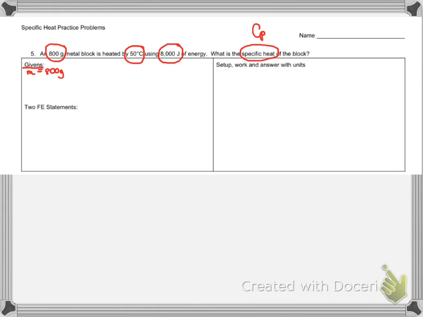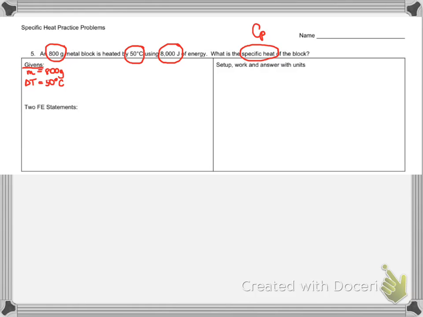The next number that I circled is 50 degrees Celsius. And it's telling us that we actually raised the temperature by 50 degrees Celsius. So that tells us that there's a temperature difference of 50 degrees Celsius. As you remember from the notes, we use the delta T for that. It's not just the temperature, it's the change, the difference in temperature.